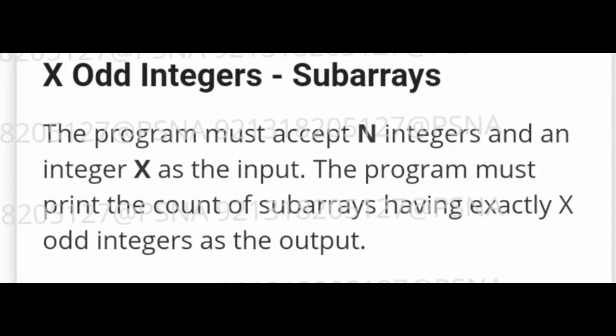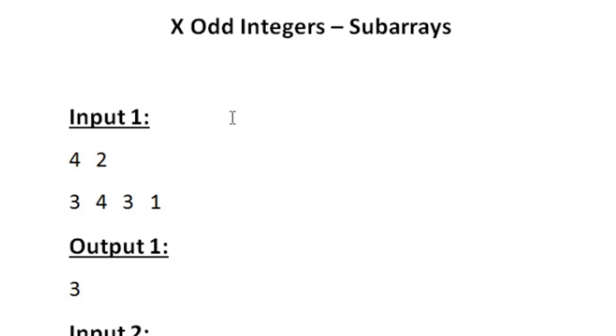This is the question asked in today's SkillRack daily challenge. So let us see our sample test cases. In the first line of input, we are given the value of n and x, and then we are given n integers as input, and then in our output we must print the number of subarrays which has exactly x odd integers. So in this case the value of x is 2.